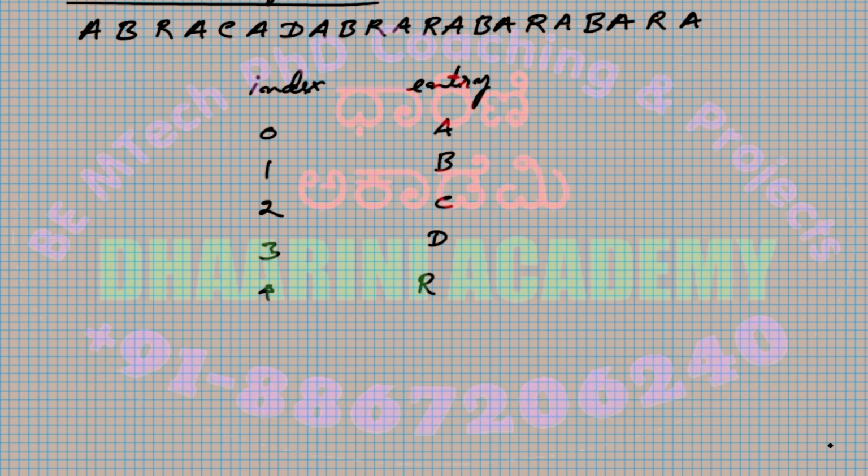I'll write horizontally. So the encoded data will be 0 0 1 4 0, 2 0, 3 5, 7 7, 1 0, 14 and 17.